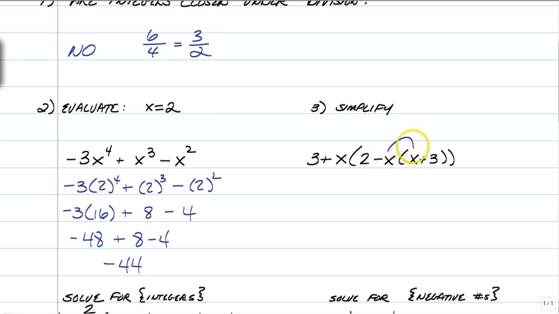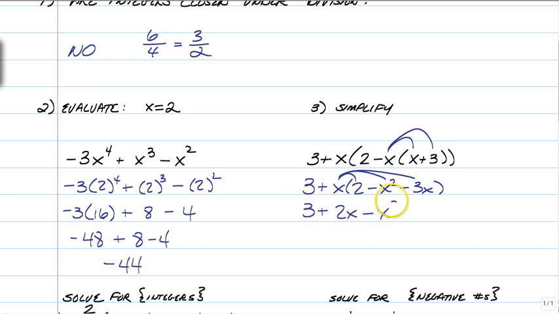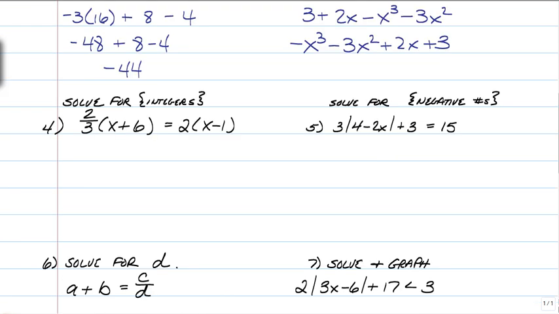Next one, simplify. First step, work on the inside. You have to distribute that guy first. So you're left with 3 plus x times 2 minus x squared minus 3x. Now we're going to distribute this guy. 3 plus 2x minus x cubed minus 3x squared. And no more distributing to do. We can rearrange this so it writes in descending order. -x cubed minus 3x squared plus 2x plus 3. Done.